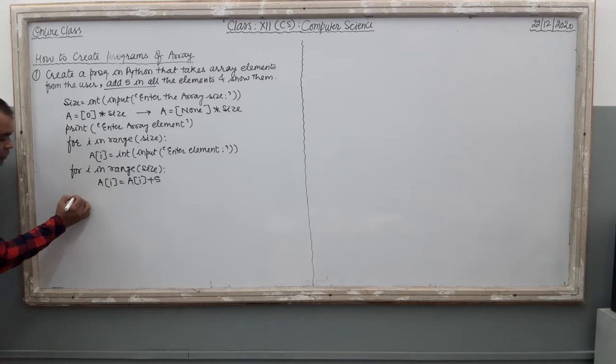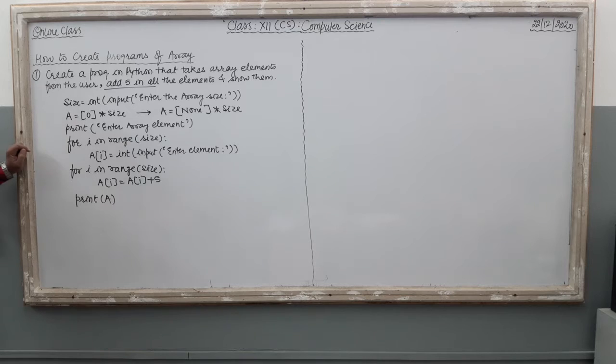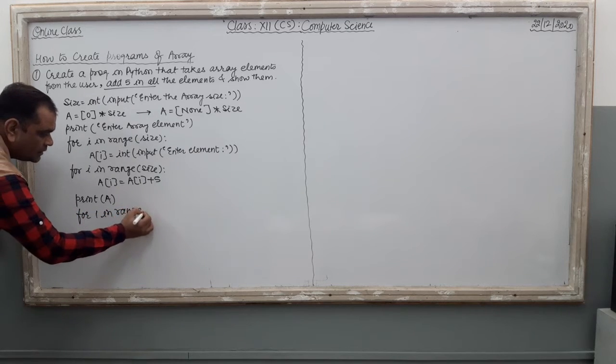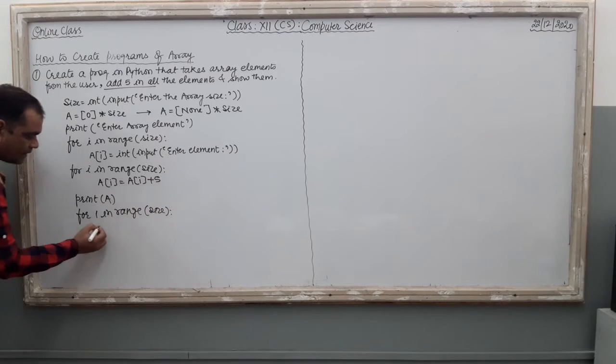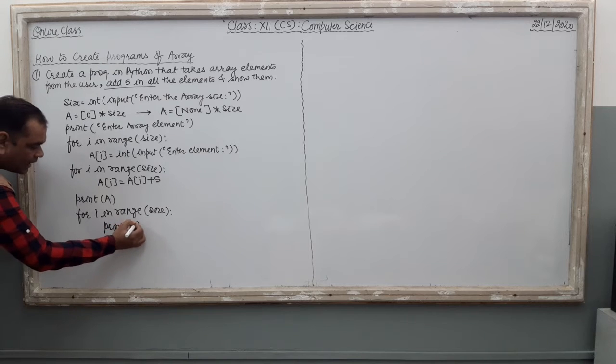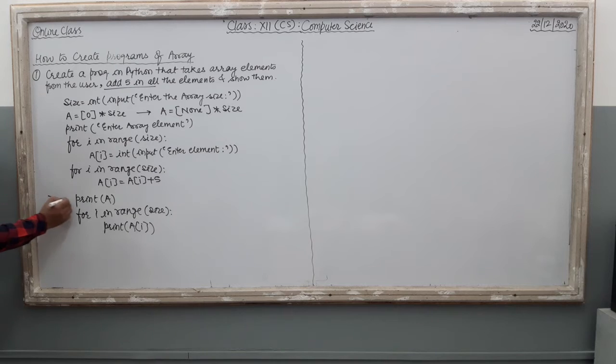If you want to show the array in one go, just use the print command. All the array elements are there in one go on your computer's monitor. Now if you want to show the array elements one by one, then again you have to put the for loop, for i in range size, and then just after this you use print A[i]. So two different approaches are there. This is the first approach and this one is the second approach.